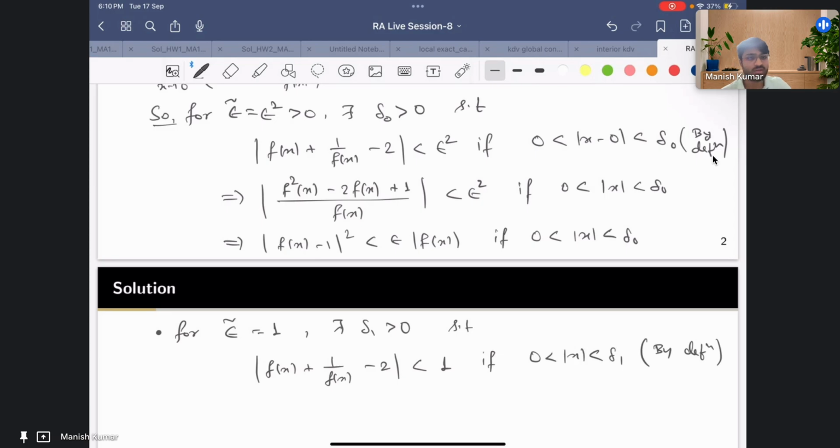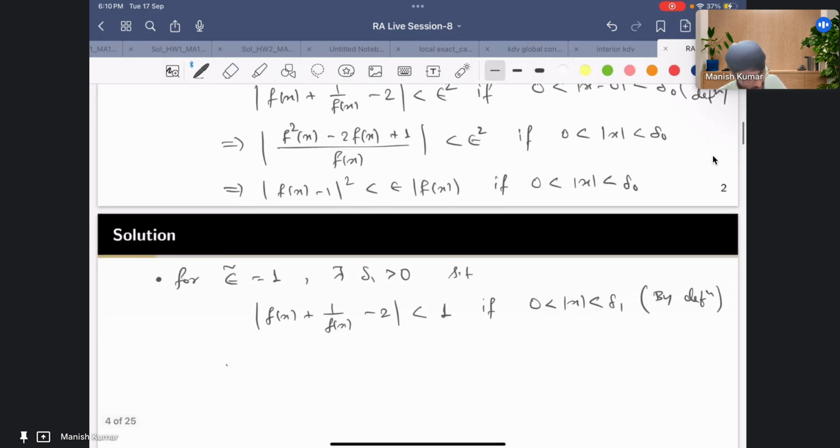Because the definition says for any epsilon you will get a delta. So here I have chosen epsilon to be epsilon square, and here I have chosen epsilon to be 1. Again I'll try to proceed in the same way. So what does this mean? This means that f(x) plus 1 by f(x) is less than 2 plus 1, 3, if 0 is less than mod of x less than delta 1.